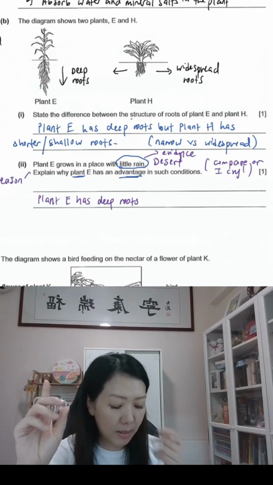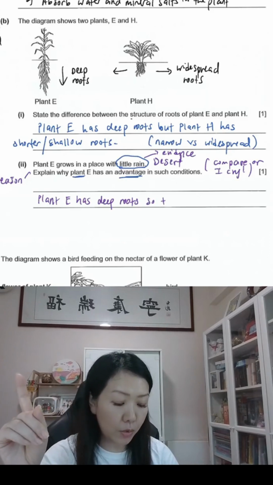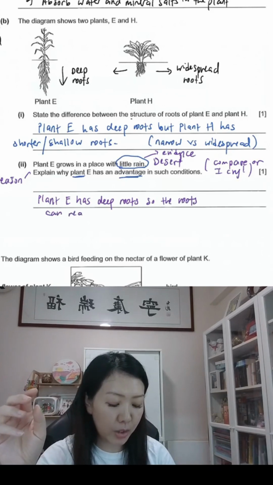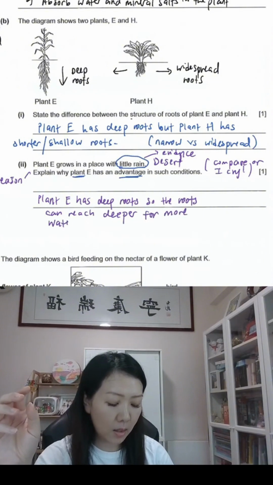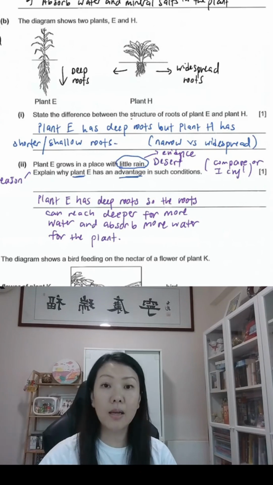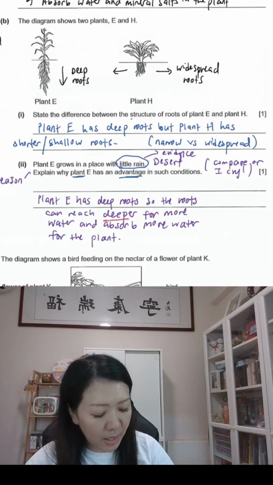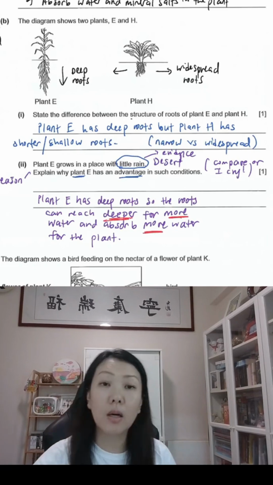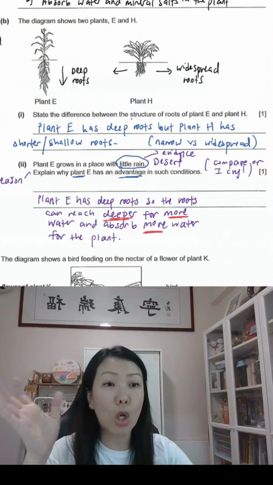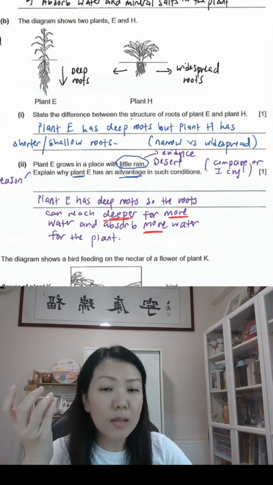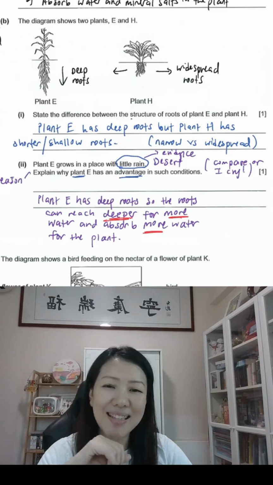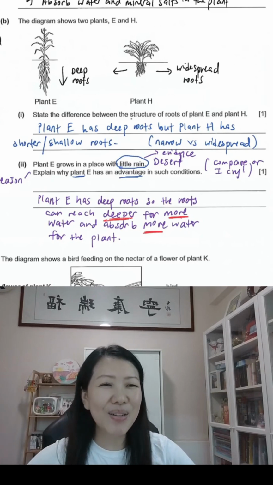Remember this. So the answer is plant E has deep roots, so the roots can reach deeper, must compare, for more water and absorb more water for the plant. So you must compare. What are my compare terms again? Can you see deeper? Can you see more water? This is actually a compare. And how do I know this is a compare question? Because there are two plants here. Not lesser, less. There's no such word as lesser. So it's just less, okay?